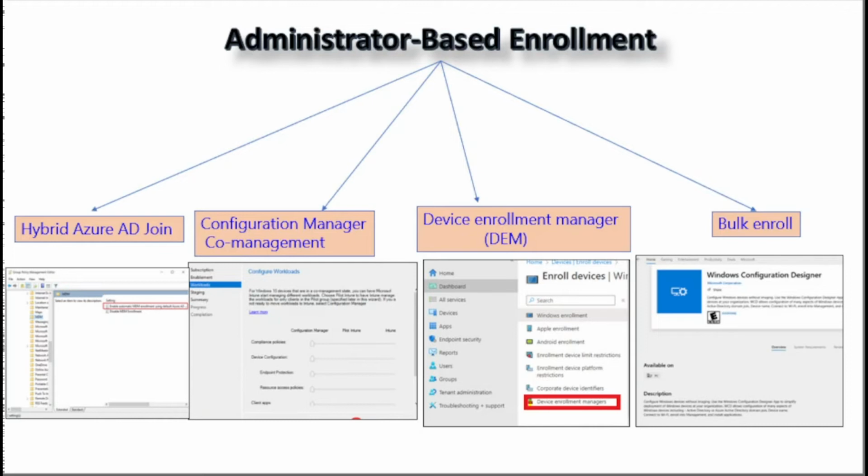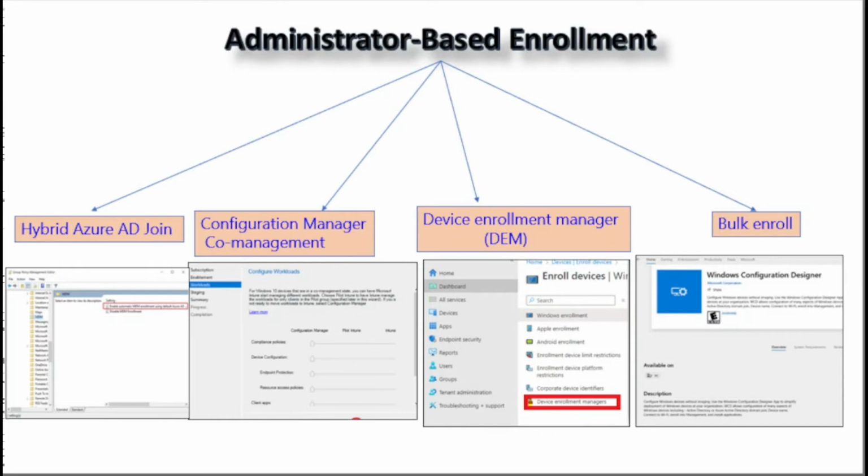Now let's talk about administrator-based enrollment in Intune. In administrator-based enrollment, the admin needs to create and configure the settings and configurations so that the device can be enrolled in Intune without user intervention. It could be by deploying a GPO to on-premises devices to automatically enroll the device in Intune, or we can use SCCM to enroll the device in Intune in a co-managed environment. We can also use a device enrollment manager account to enroll a device.